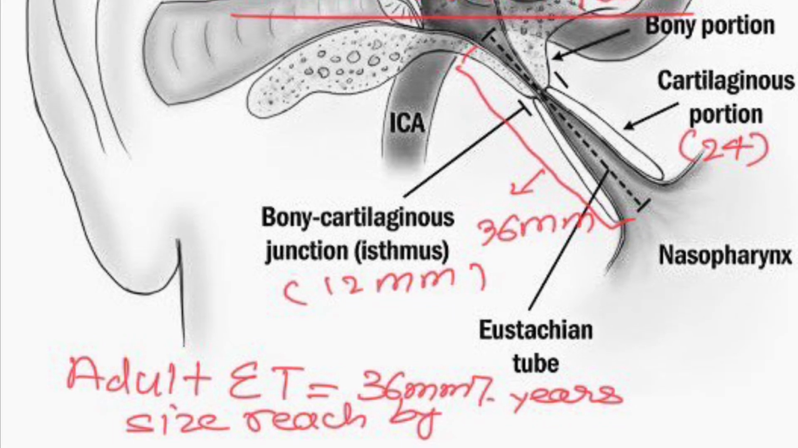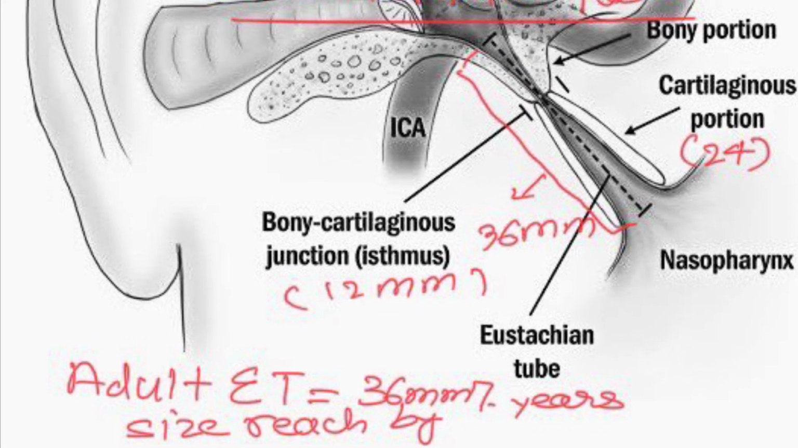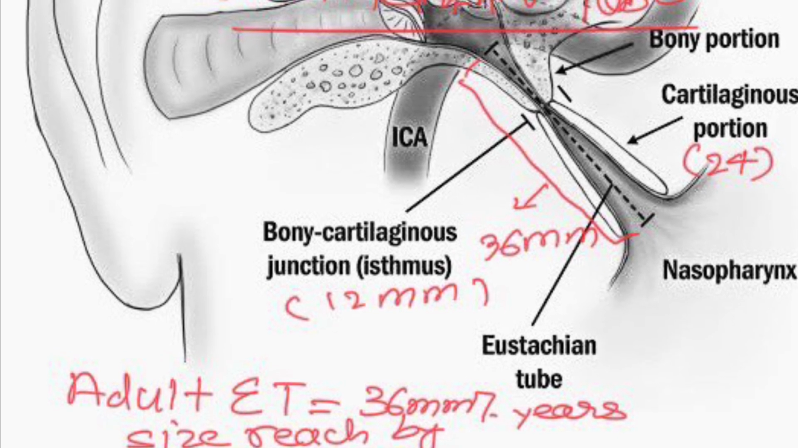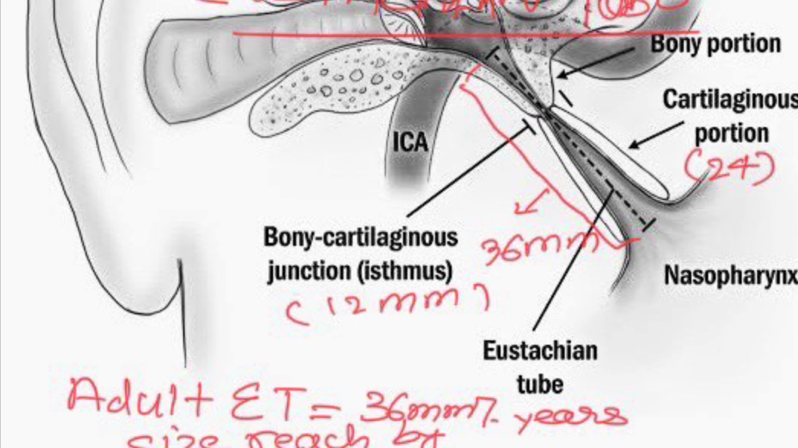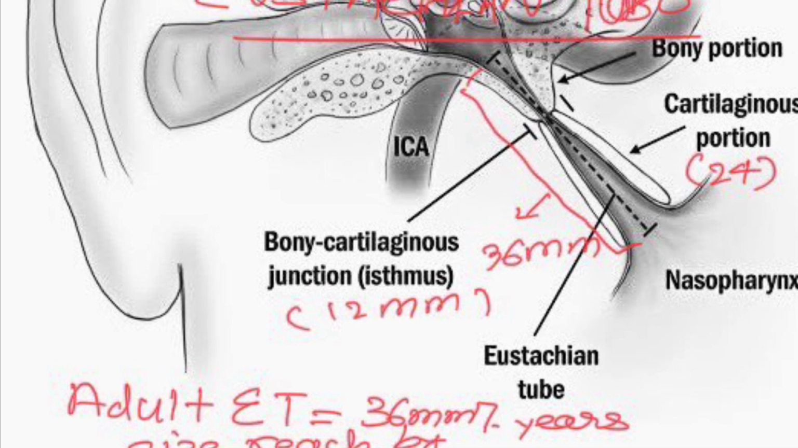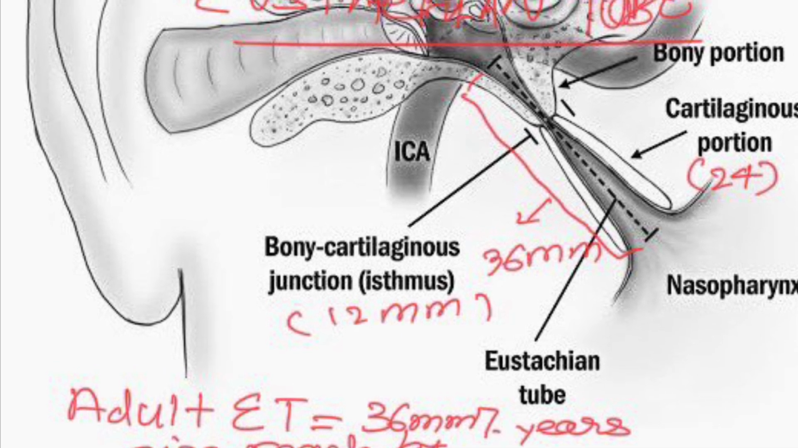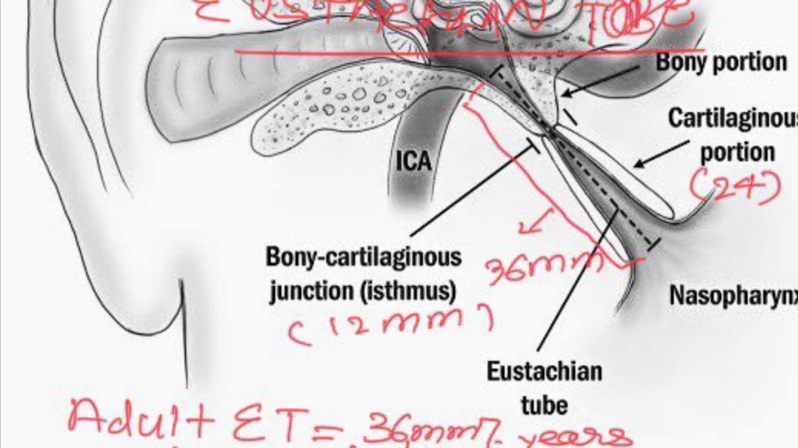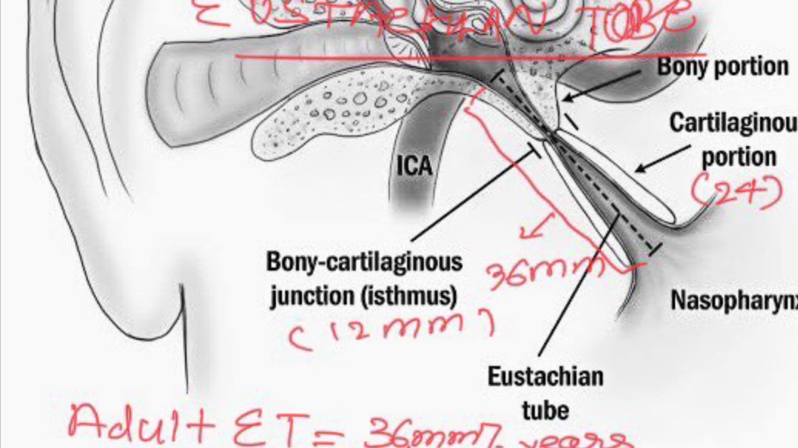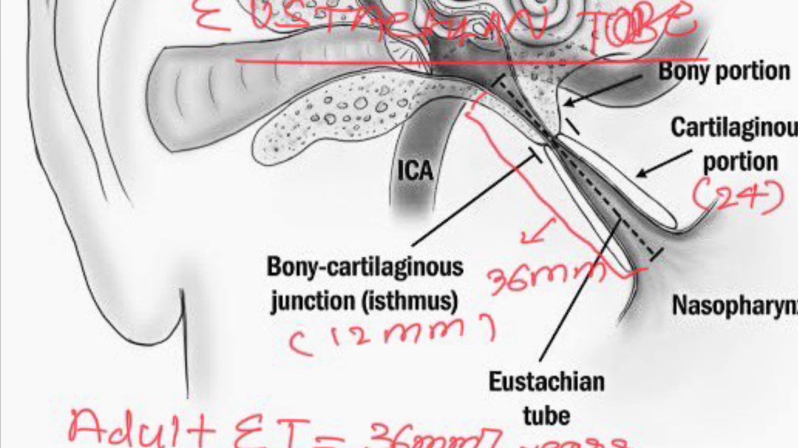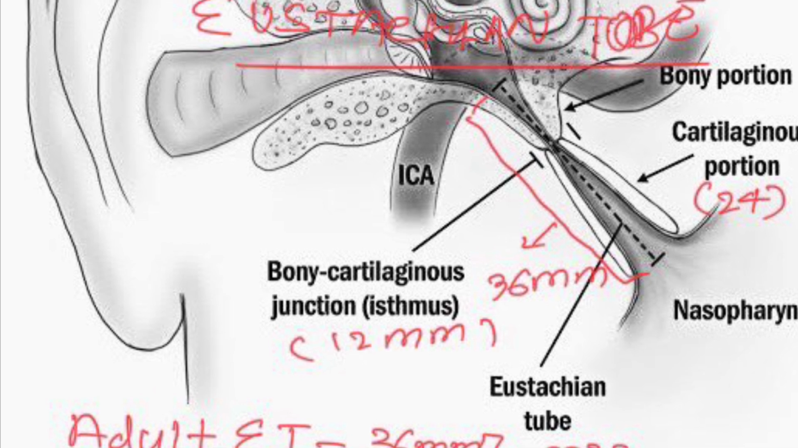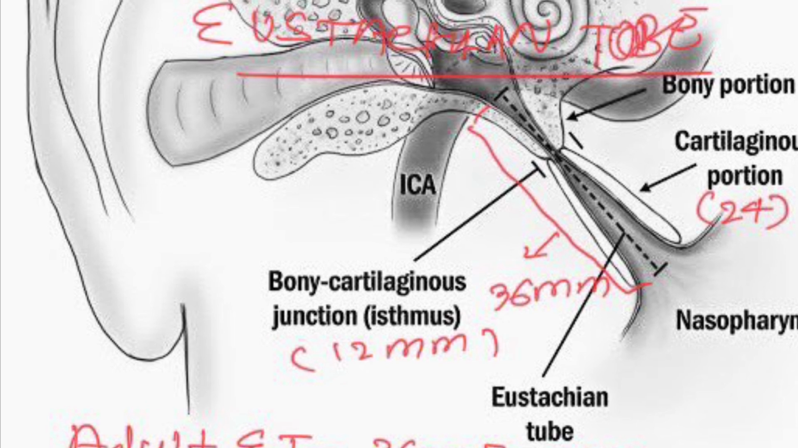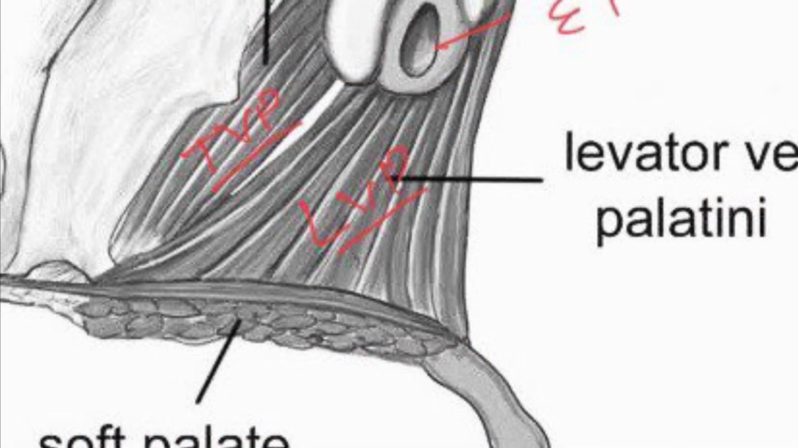The Eustachian tube is a crucial part of the middle ear anatomy, connecting the middle ear cavity to the nasopharynx. It measures approximately 36 millimeters in adults and plays a vital role in equalizing air pressure and draining fluid from the middle ear. The Eustachian tube has two main parts: the osseous, bony part, which is the first one-third, rigid and located near the middle ear, and the cartilaginous part, which is the remaining two-thirds, flexible and leading into the nasopharynx. The tube is lined with respiratory epithelium that contains cilia to help clear mucus and debris.